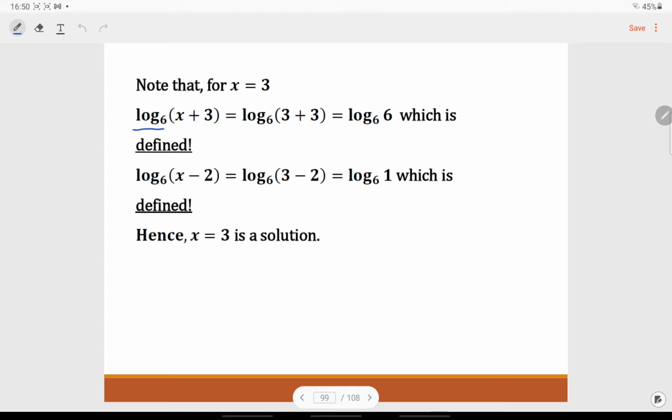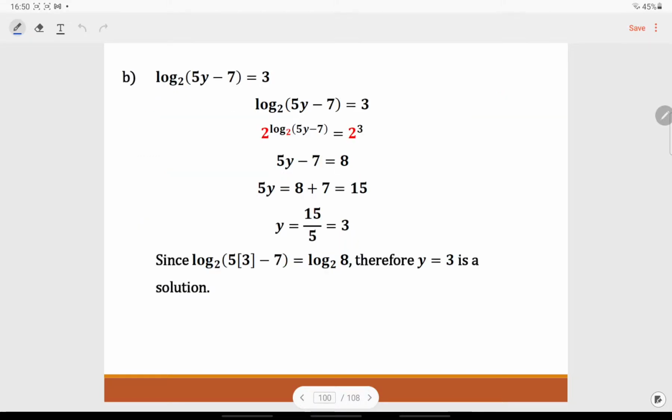We start with the first expression. We put 3 inside the expression. So we have 3 plus 3 equal to 6, so log 6 base 6. This one is defined. Now we move to the second one, log of x minus 2. We need to check both. X plus 3 is defined. How about the other one? X minus 2, we replace x equal to 3. 3 minus 2 equal to 1. 1 is a positive number, so this is also defined. So the conclusion is x equal to 3 is a solution, while x equal to -4 is not a solution.